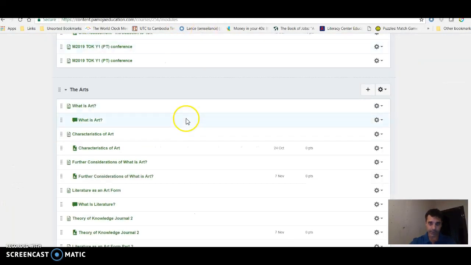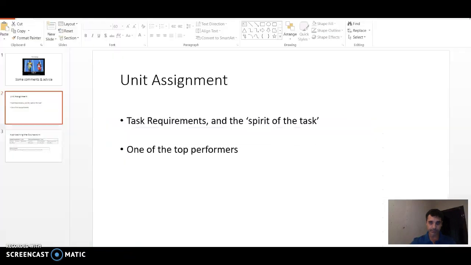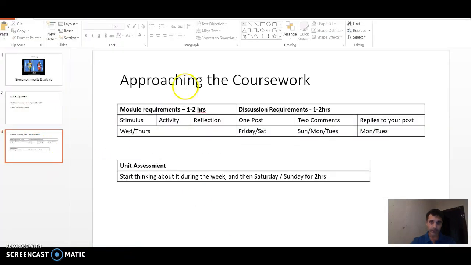All right, so now let's have a look. So that's the first part of this presentation, the unit assignment and one of the top performers. And then I know that the coursework right now is actually pretty complicated. There's a lot for you to do. So I just wanted to outline these a little bit here. You've got 2 main things to do. Think of it like that. All right, and then you break your week up according to these 2 things.